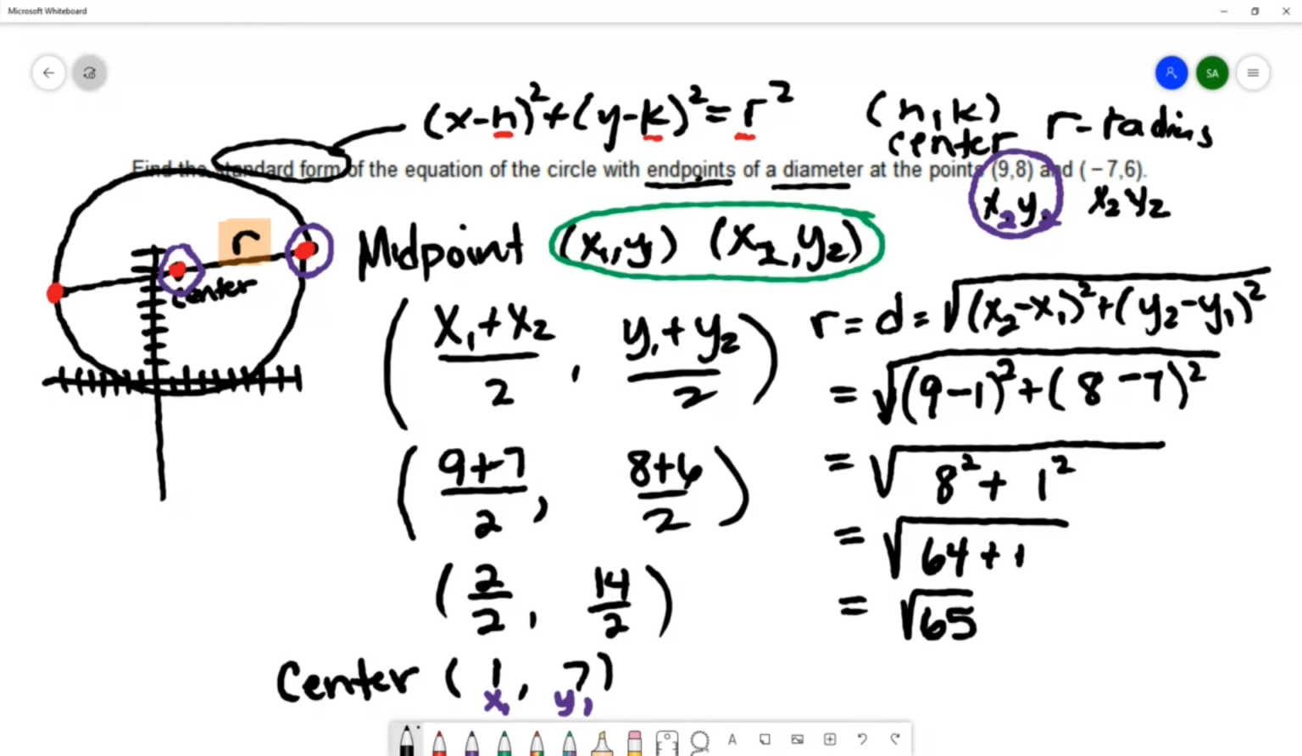I don't think that that can be simplified anymore, but let's just double check. I want to think about factors of 65.